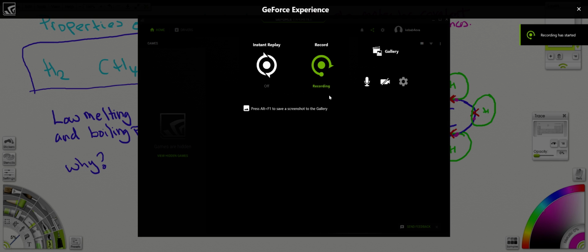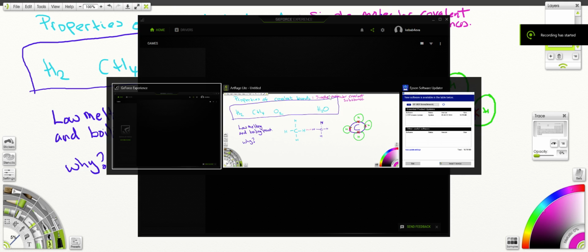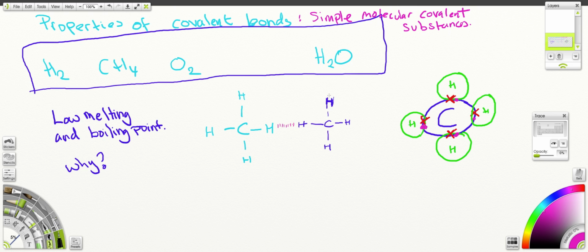Okay, so this brings us on to our next topic, which is properties of covalent bonds. In particular, what we're looking at right now is simple covalent molecular substances. These include things like hydrogen gas, methane gas, and oxygen, which are all gases, and water, which is a liquid. All of these are, of course, at room temperature.